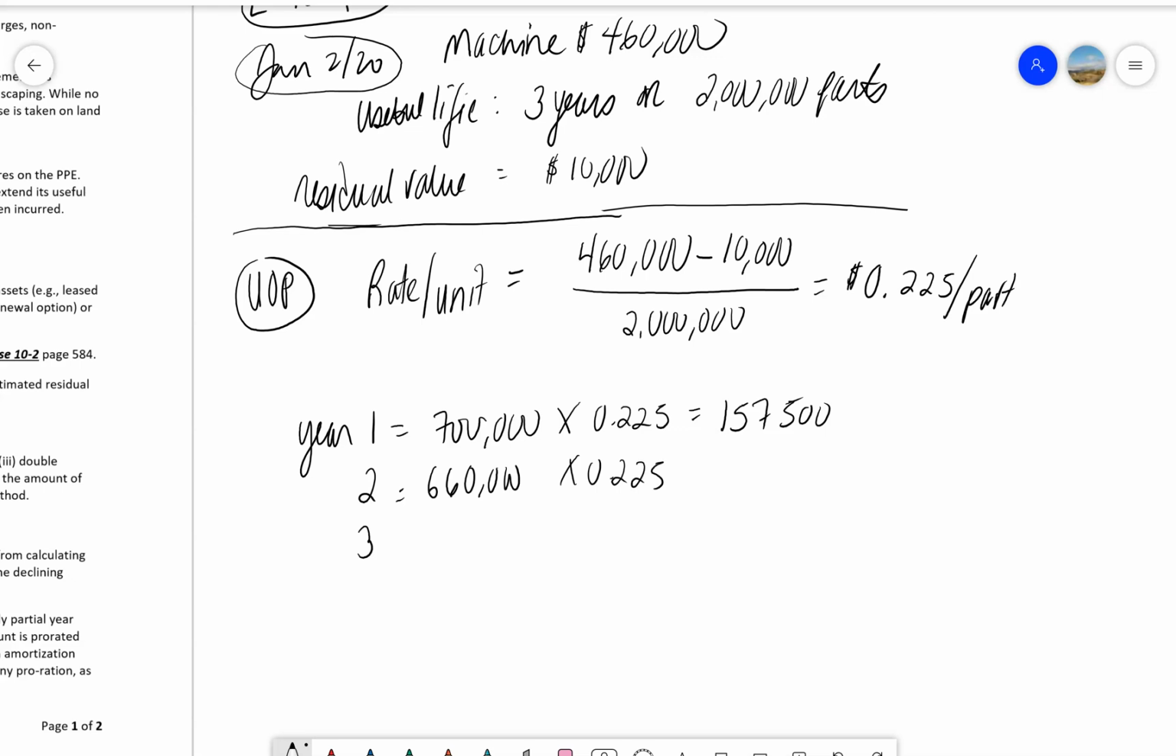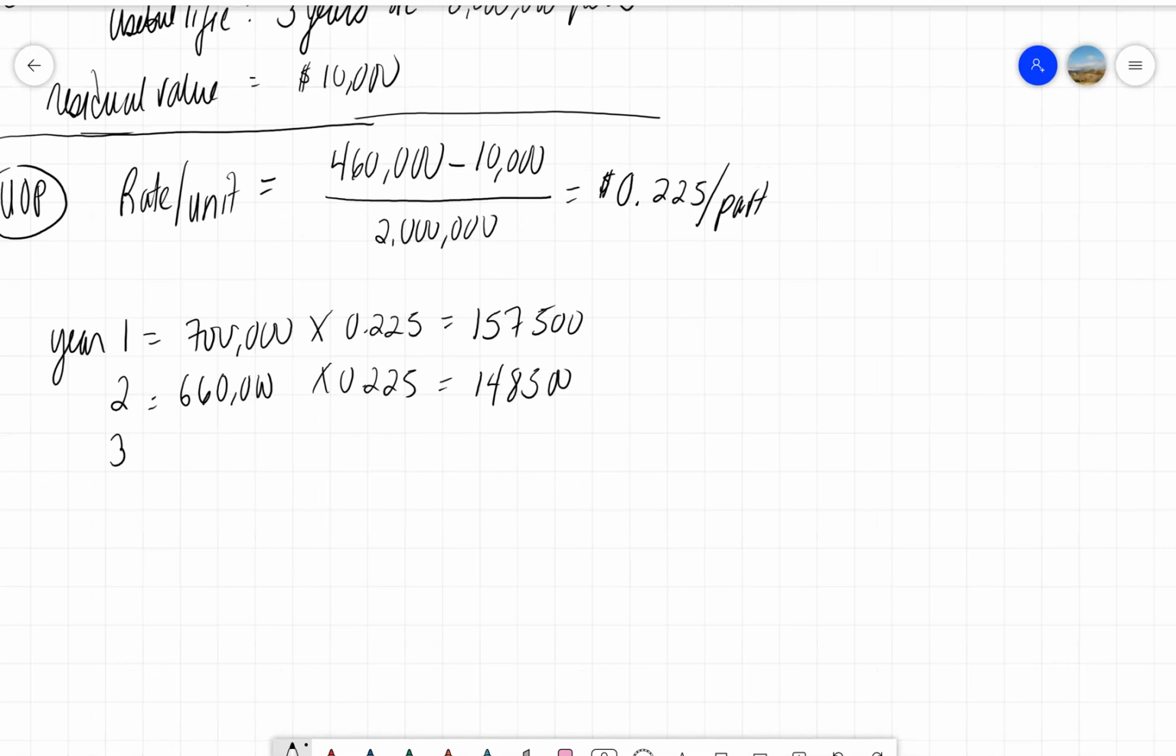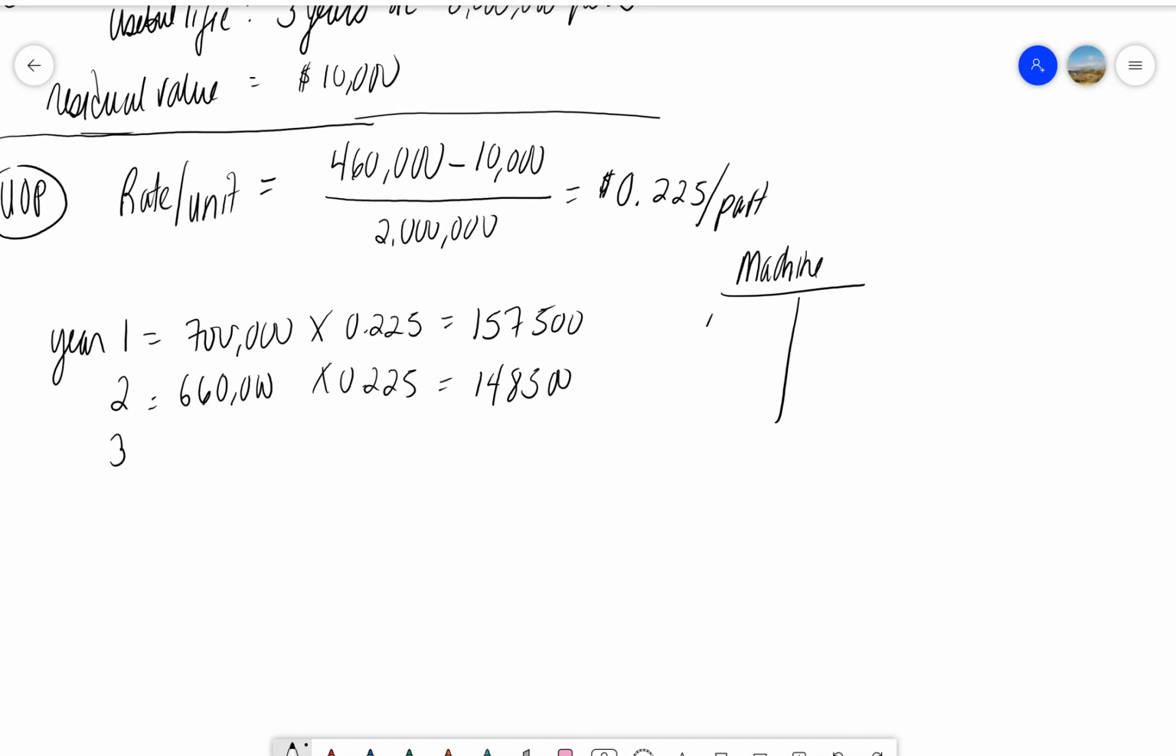And if we work through the calculation, year two, we're going to be taking 148,500 of amortization or depreciation expense. So once again, if we set up the T accounts, we're going to have the machine, 460,000. And then we're going to have accumulated amortization. Year one, that's going to be 157,500. Year two, 148,500. Now, in year three, it gets a little bit interesting because in year three, we actually produce 650,000 parts.